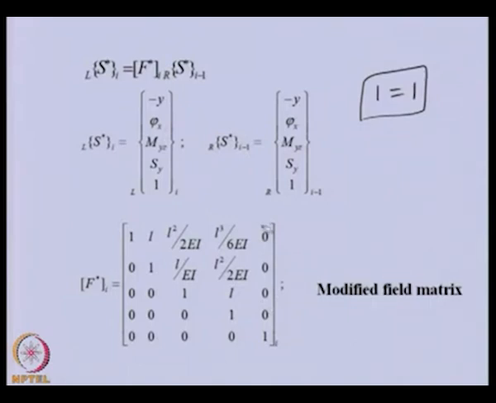Now, as I told, we derived the field matrix for one plane motion of the shaft, but generally rotors have both plane motions, that is in the vertical plane and horizontal plane. So, we expect that if we want to analyze both plane motions simultaneously, then we need to modify this particular matrices to incorporate both plane motion.